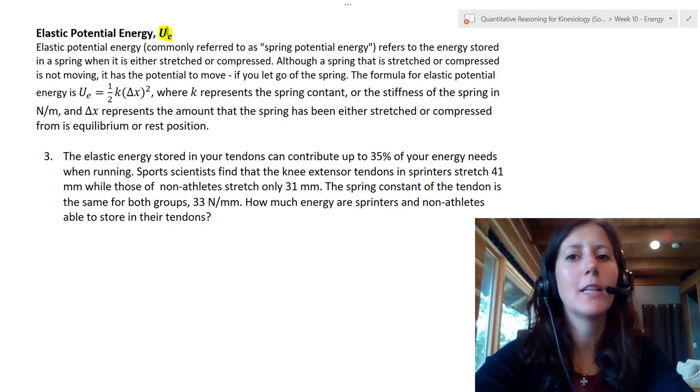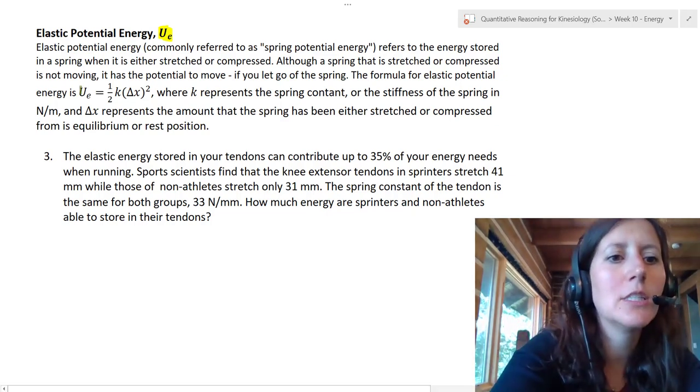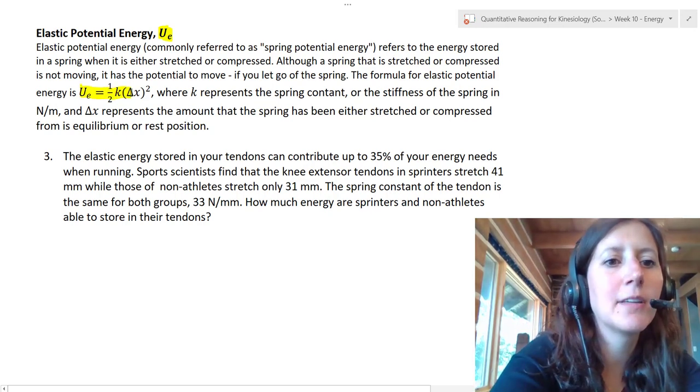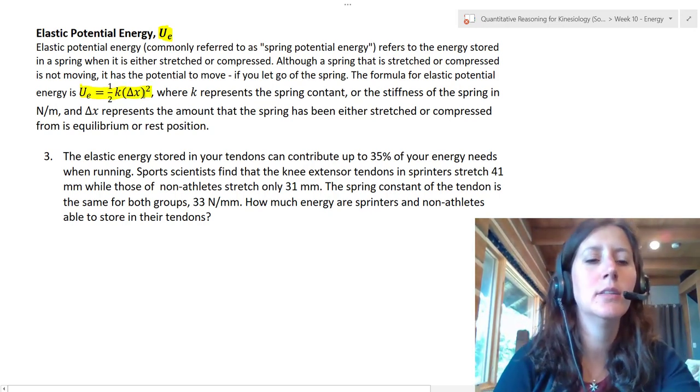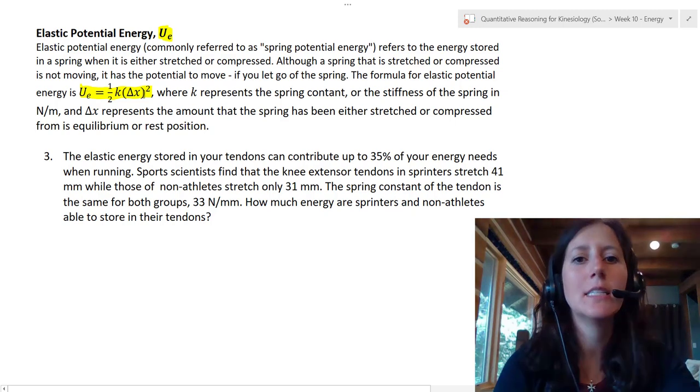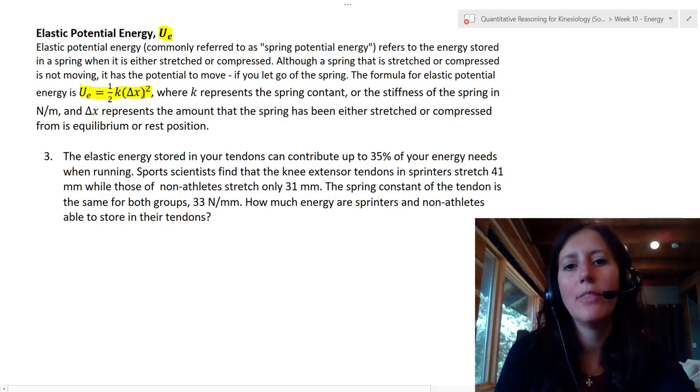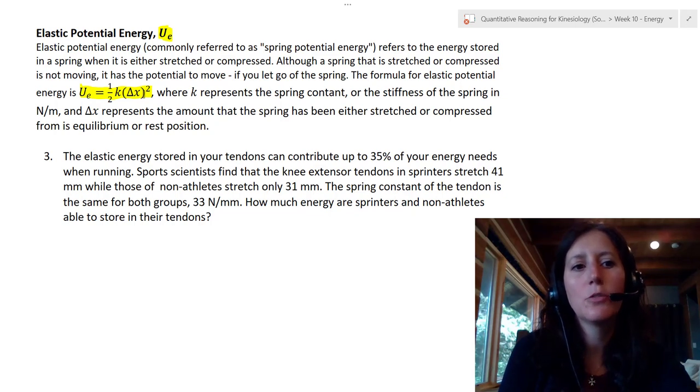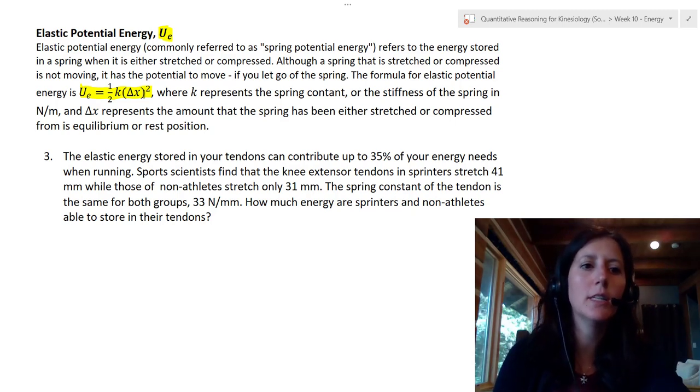So the formula for elastic potential energy is UE equals 1/2 k delta x squared, where k is the spring constant, and that kind of tells you how stiff the spring is. The units for spring constant is newtons per meter, so you need to make sure everything's in SI units when it's given to you. If not, you would have to convert it.